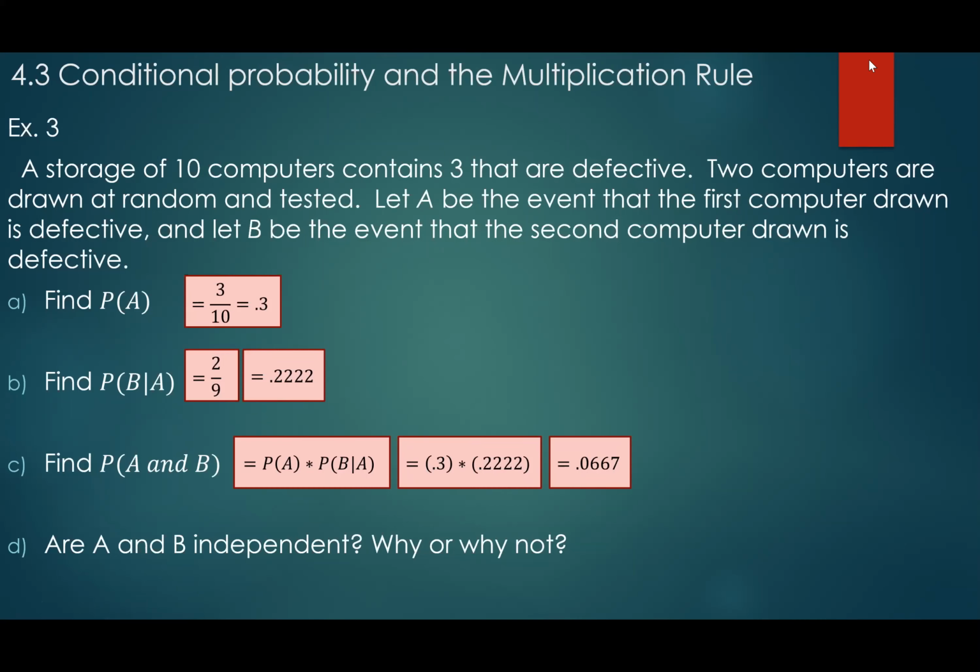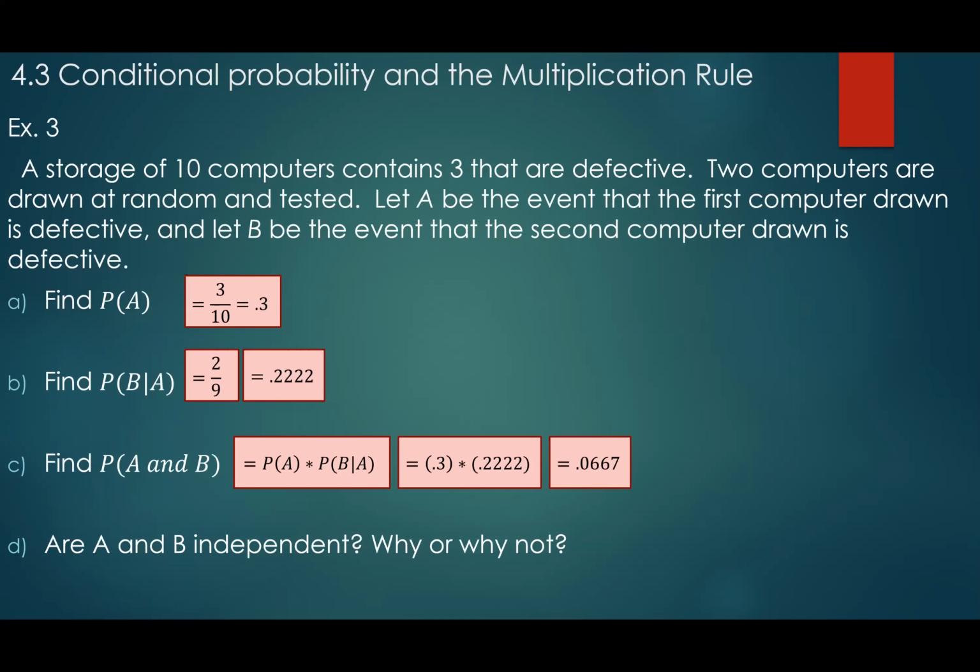Question? Mr. Tran, I have a question. Yes. So you're always going to subtract when it says you have a defective? To find A, you divide first, and then for B, you always take one out?